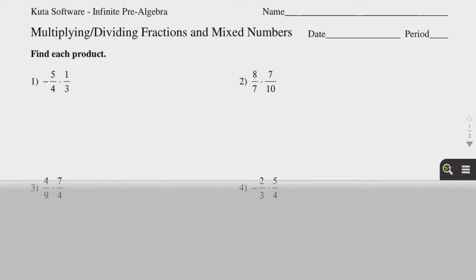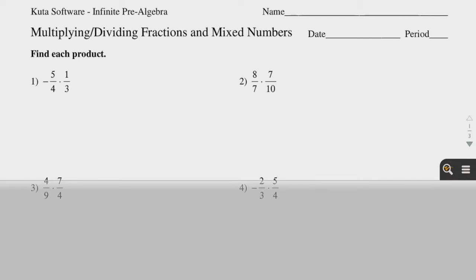Okay, this video is going to cover pre-algebra multiplying and dividing fractions and mixed numbers. It's very straightforward, just multiplying straight across fractions. And if we have a mixed number, convert it to an improper fraction and then multiply straight across. In some situations, we can reduce to make the multiplying a lot easier.